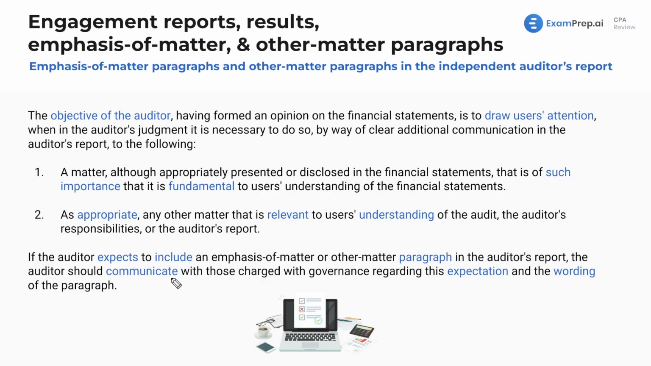If the auditor expects to include an emphasis of matter or other matter paragraph in the auditor's report, the auditor should communicate with those charged with governance regarding this expectation and the wording of the paragraph. Also, in general, you're going to agree upon what's going to be presented. You're not going to just issue an audit report without management reading it, without them seeing what's going on there. Obviously, it's up to you to issue whatever you want in your own audit report. However, it's not like you're going to blindside them. But in general, specifically here, we're going to check in with management, those charged with governance, about what we are going to communicate here.